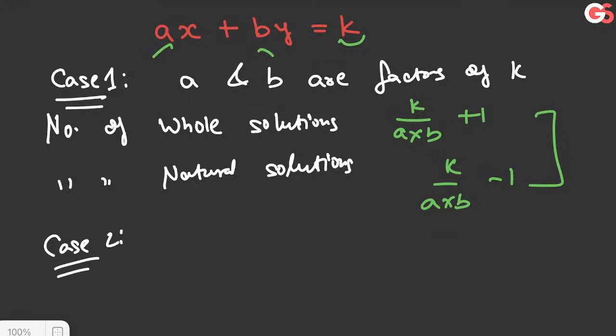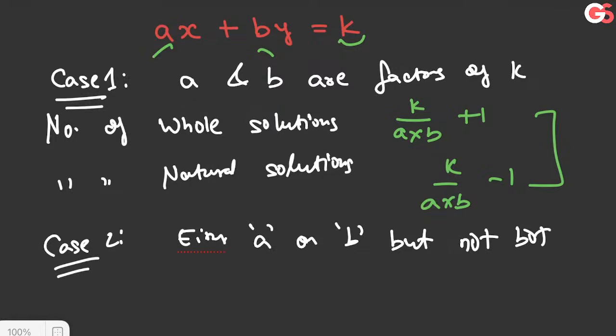And that case is in this, either A or B, but not both, are factors of K. Now you are thinking that I have gone crazy, right? Do you think that? If you don't, then you're not thinking hard. And if you do, that means you're thinking, right?